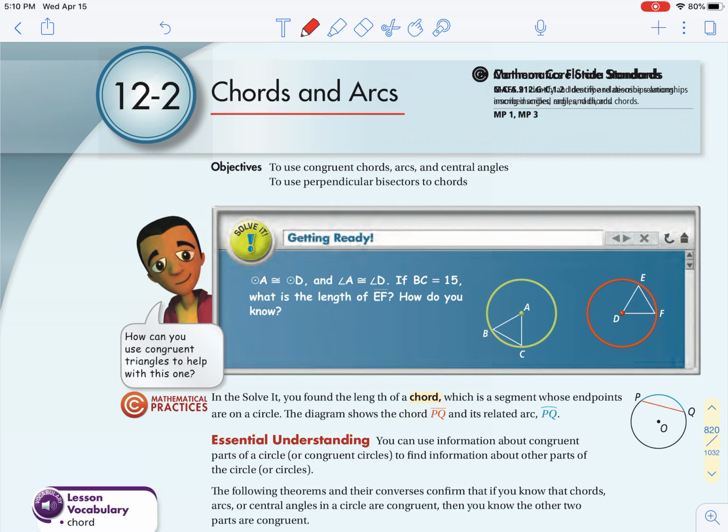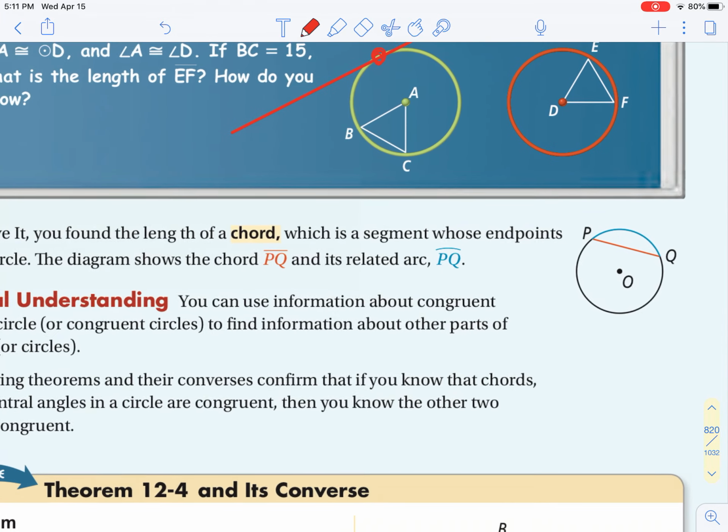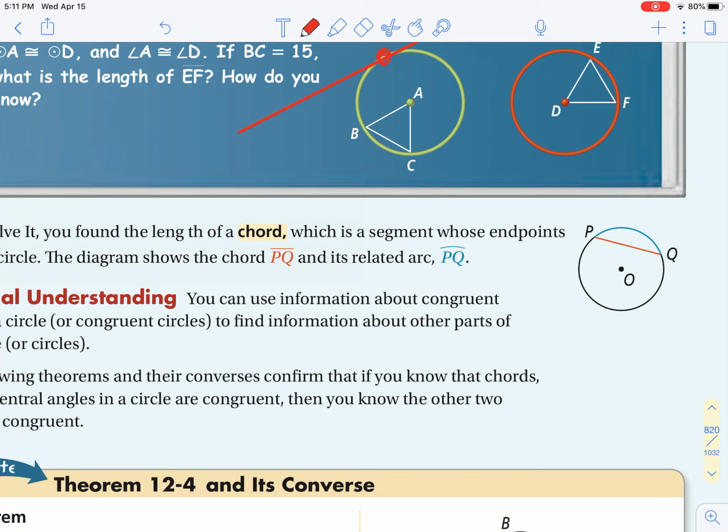In section 12-1, remember we talked about tangents, and tangent simply means there is a line that did not cross the inside, just the outside, and it only hit 1 point. All right, so guess what today is, right? So today is about a line in a circle that is created by 2 points in that circle.